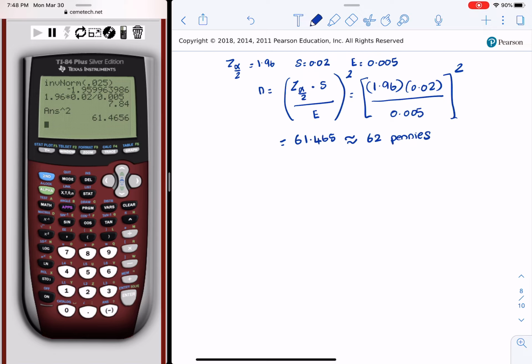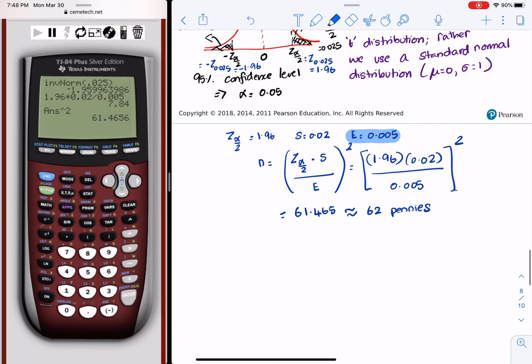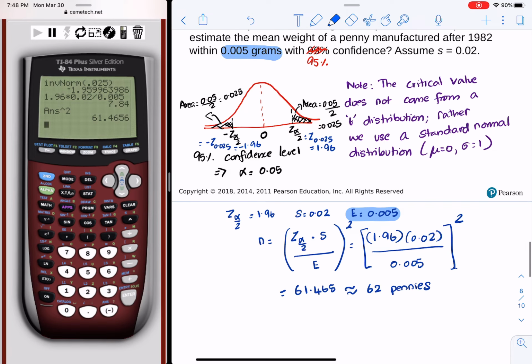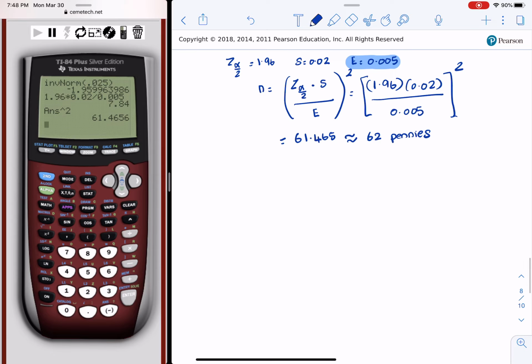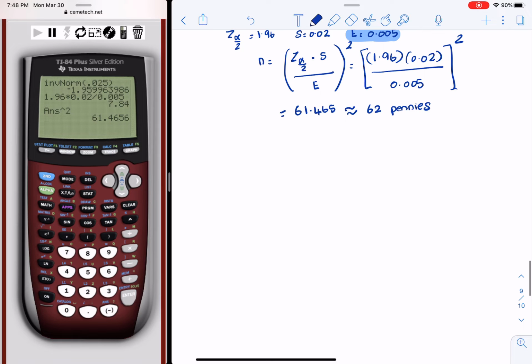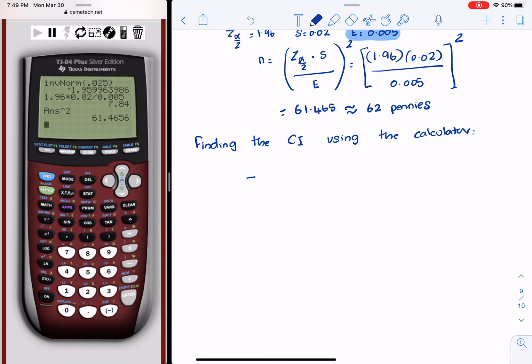So the new study would require 62 pennies so that we have a margin of error of 0.005 in finding the confidence interval for the average weight of a penny with 95% confidence. So before we end, just going to mention how we can find the confidence interval using the calculator. So the answer to that is simply t interval.